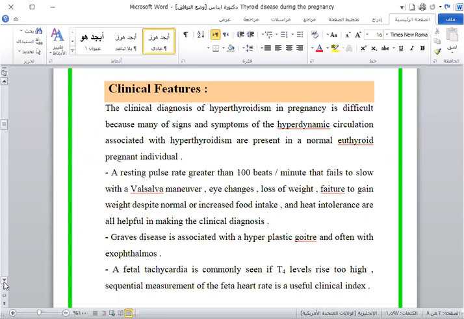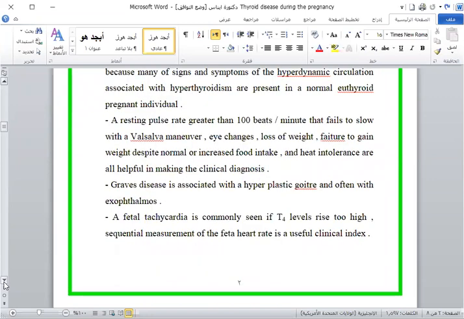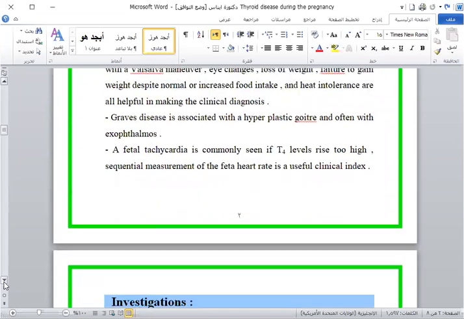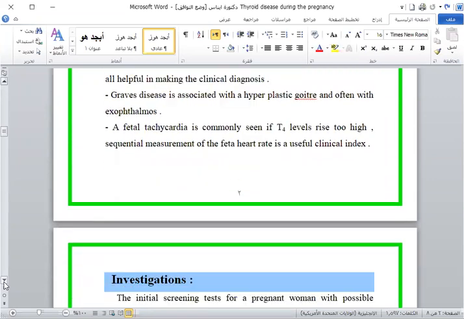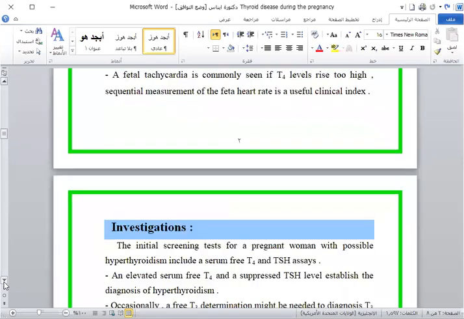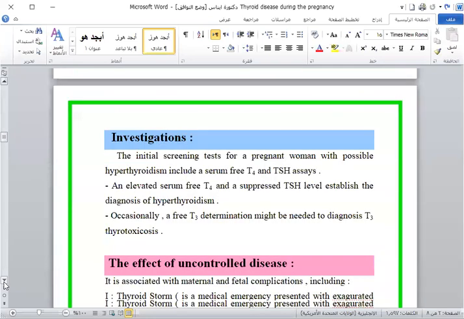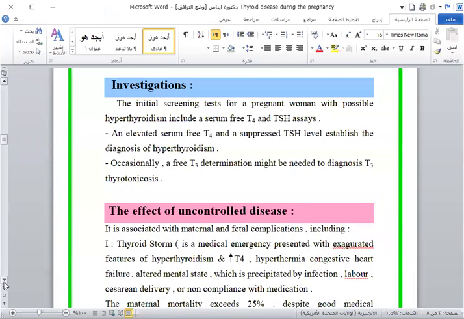eye changes. A fetal tachycardia is commonly seen if the T4 level rises too high. When there is a change in the fetal heartbeat and tachycardia occurs, it indicates a high T4 level. Sequential measurement of the fetal heart rate is useful as a clinical index. We should always monitor the fetal heart in a patient with hyperthyroidism.